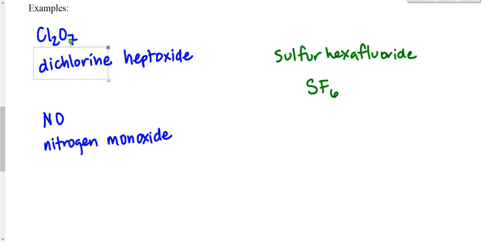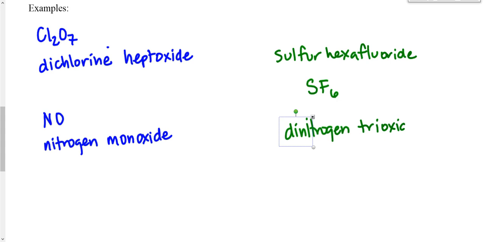Another one: if I have dinitrogen trioxide. Dinitrogen, so nitrogen, di means 2. Oxide means oxygen, and tri means 3. So N2O3. The tricky part is when you have mixed up covalent and ionic compounds and you have to figure out which way to name them. So after we feel good with this in class, we will do practice where they are all mixed up.